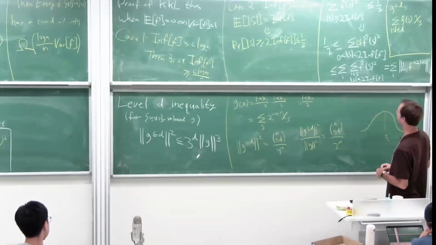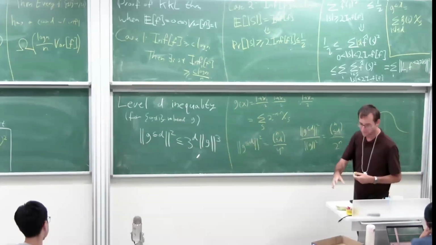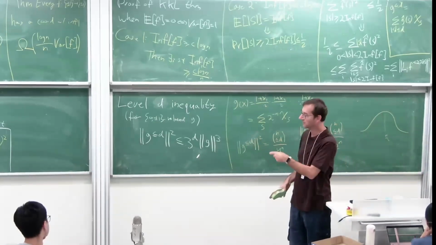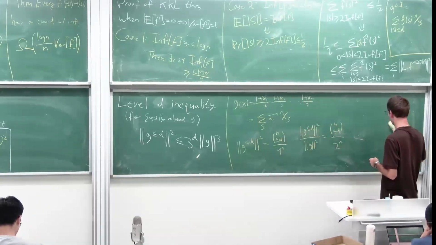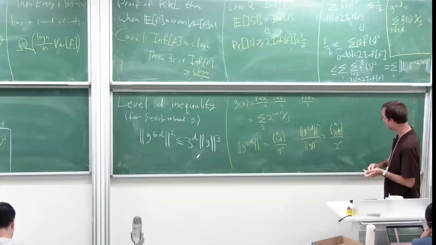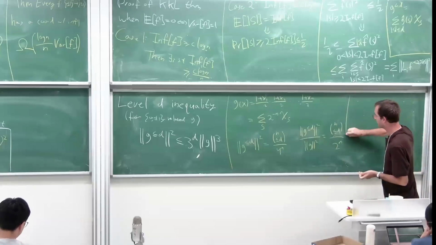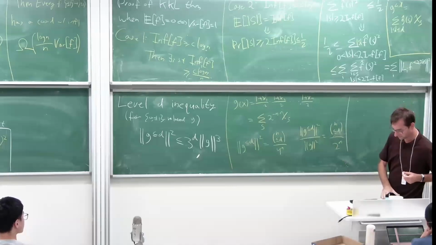And let's see why this is helpful. So actually, we're almost done, of course up to proving this level d inequality. Let's also erase the example, so we have enough room.